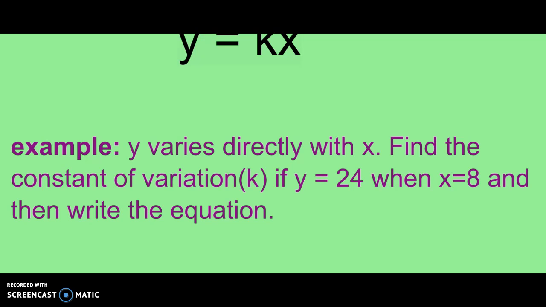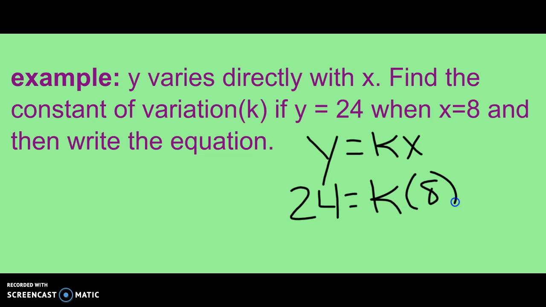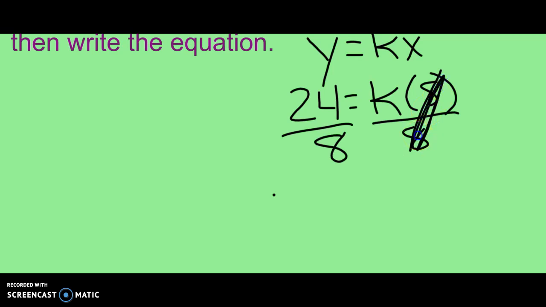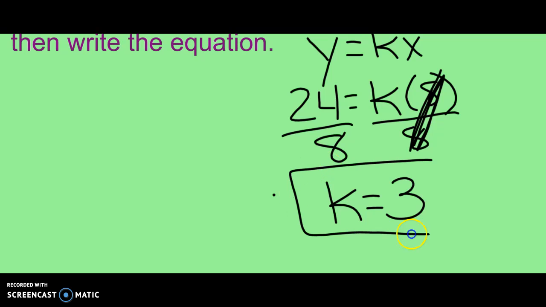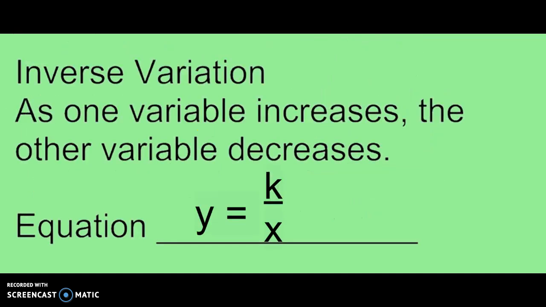So I like to just set up my equation, y equals kx, and just put in our numbers for our variables. So since y is 24, we're going to put that in there, and x is 8, we're going to put that. So to solve for k, you're just going to divide by 8, and then we see that these are going to cancel, so k is equal to 24 divided by 8, which is 3. So basically our constant of variation is 3, and you can write the equation as y equals 3x. All right, let's go and look at another one.